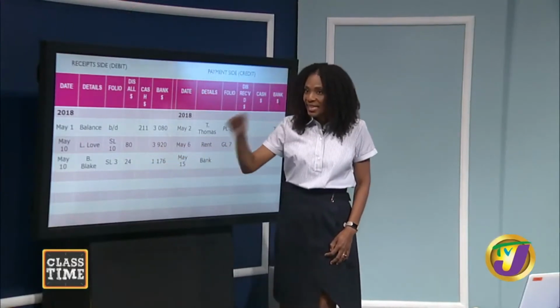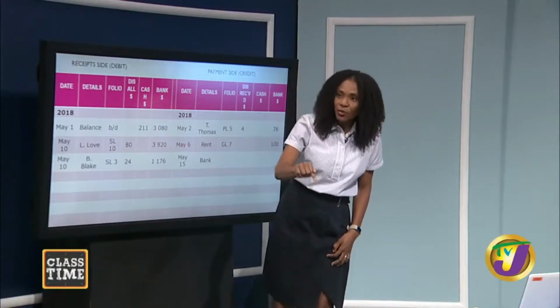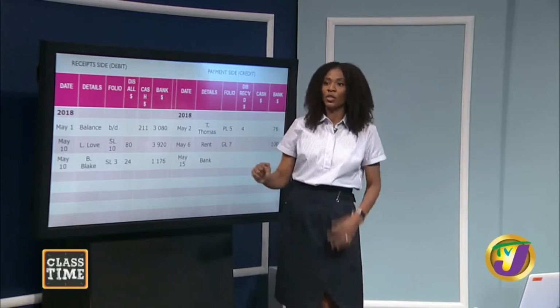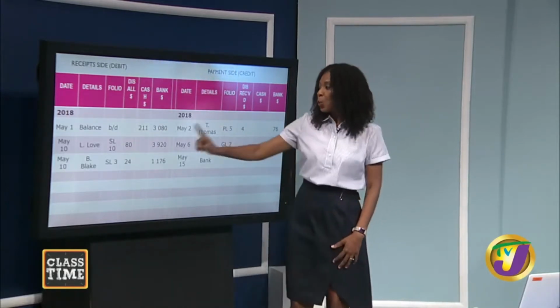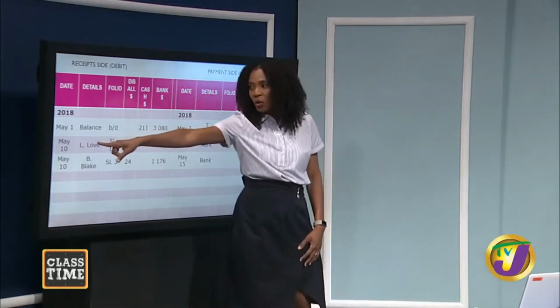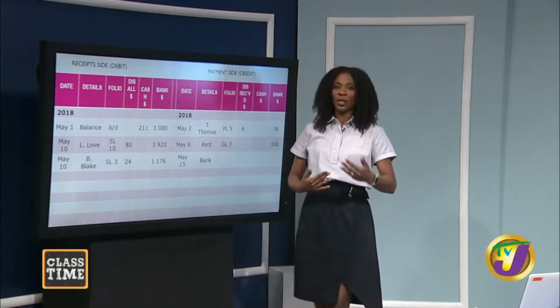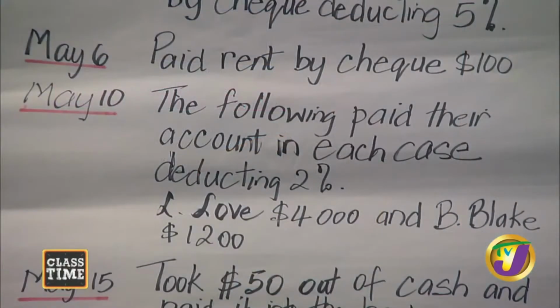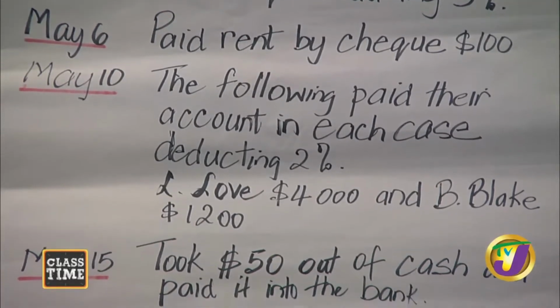When you get the discount, subtract it from the original figure to find out how much the person will pay. So $24 now will be subtracted from B, Blake's $1,200 that he had originally owed us. And he will therefore pay us $1,176. Good.